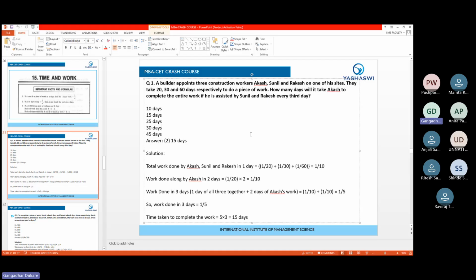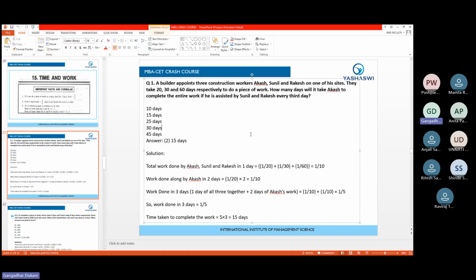So if the three work together combined, the work done is 1 by 20 plus 1 by 30 plus 1 by 60. Okay, solving it, the final value that comes is 1 by 10.